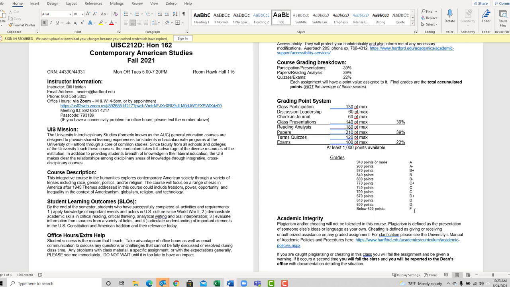If you don't get 600 points or more in the semester, you will get an F. If you get more than 940 points, you will get an A, and everywhere in between. If you are used to the 100-point grading system, you will notice that you divide these numbers by 10 and you get the rough normal equivalent for grades. Right? It's really straightforward.